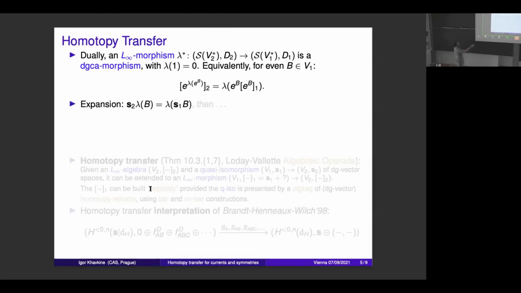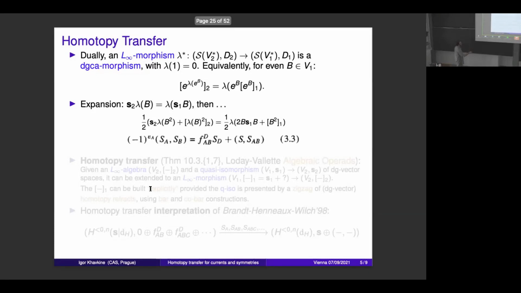Again, this is compact, but maybe not so useful. If you start expanding this, you get what you kind of expect. In the unary case, this just commutes with a differential. In the binary case, you get something more complicated, but basically this is something you can recognize, something that you could relate to morphisms of DGLE algebras.